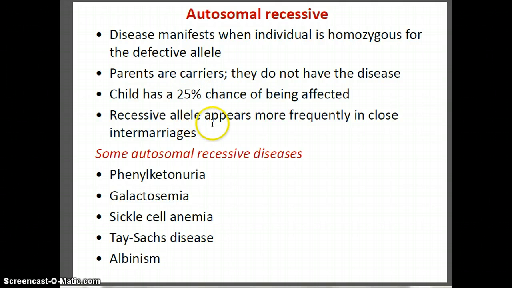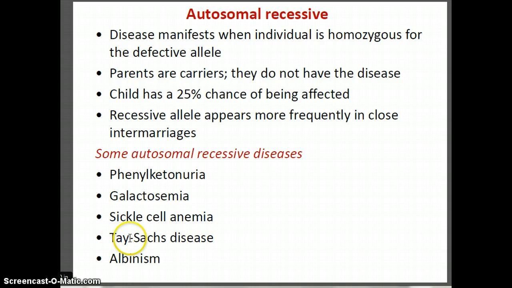The recessive allele appears more frequently in close intermarriages because the closer you are genetically to your mate with whom you produce children, the more likely you are to carry these recessive traits that will be passed on. Here are some examples of the diseases that are inherited via this method of recessive autosomal diseases.